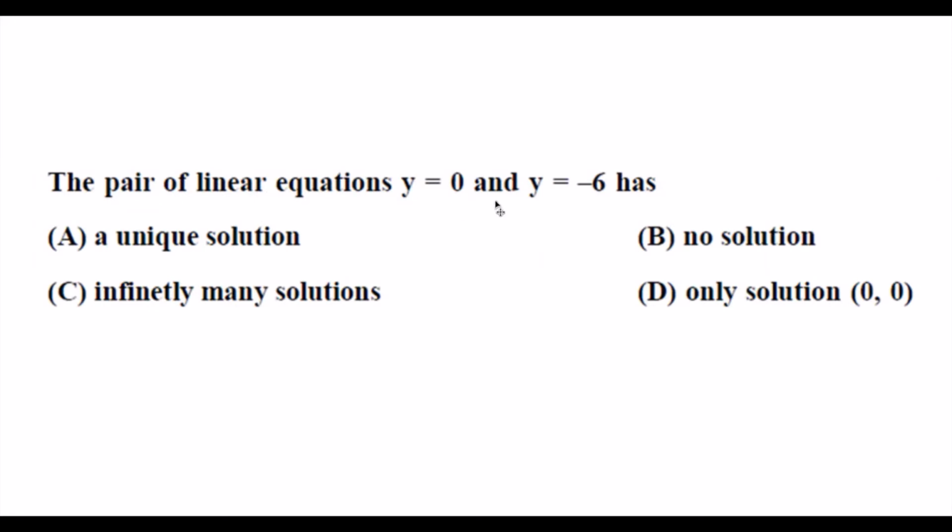The pair of linear equations y is equal to 0 and y is equal to negative 6 has: unique solution, no solution, infinitely many solutions, or only 0, 0. Let us check its answer.